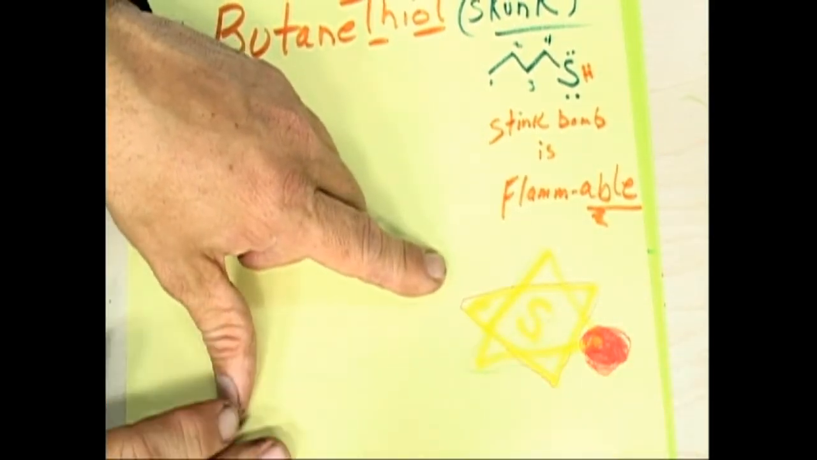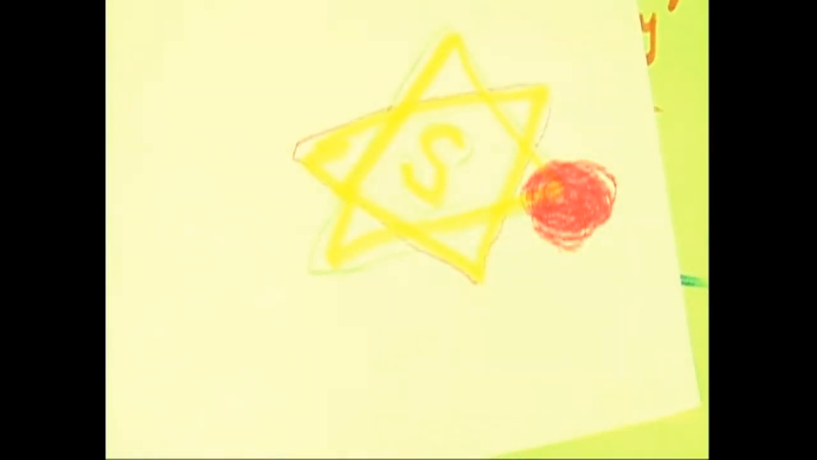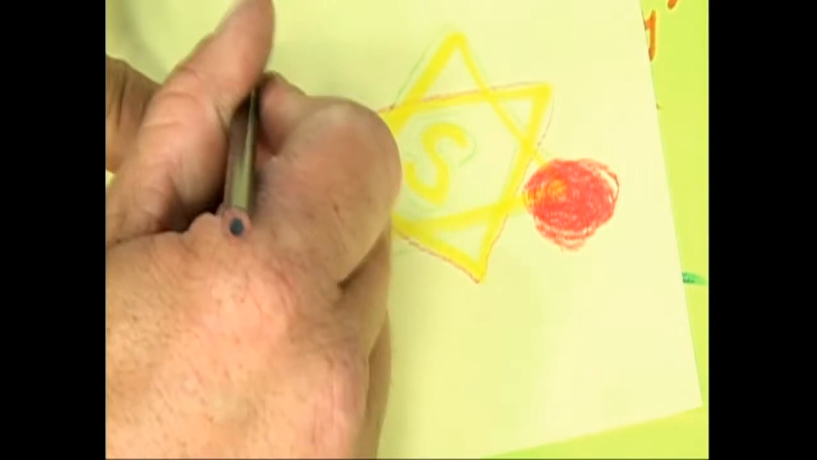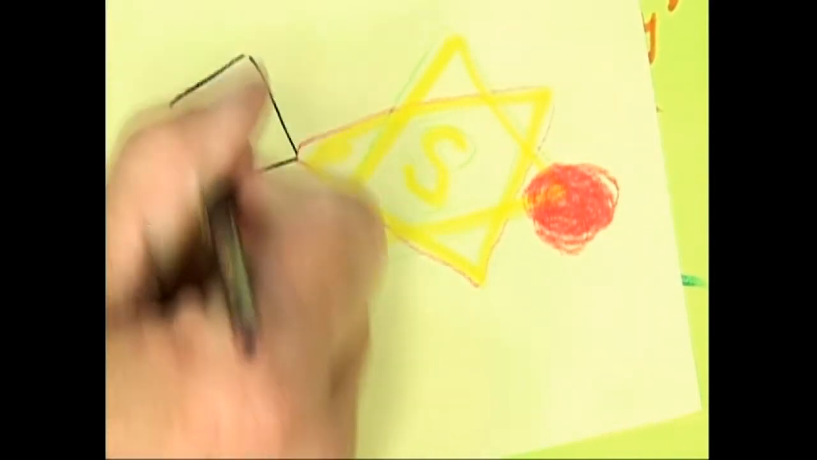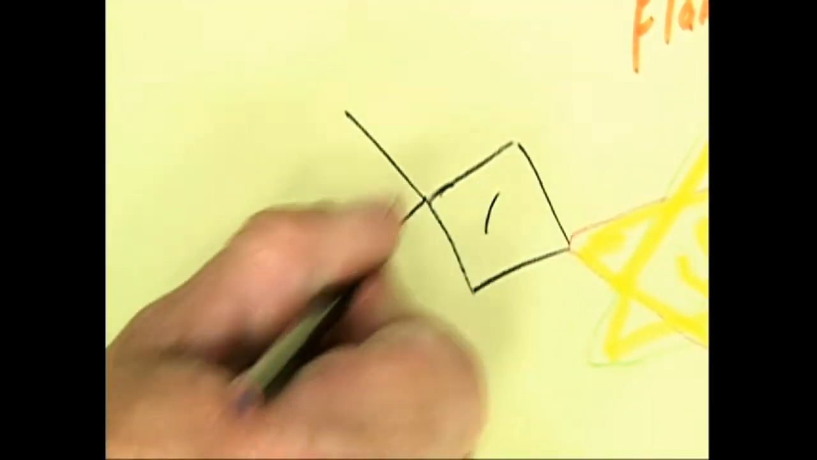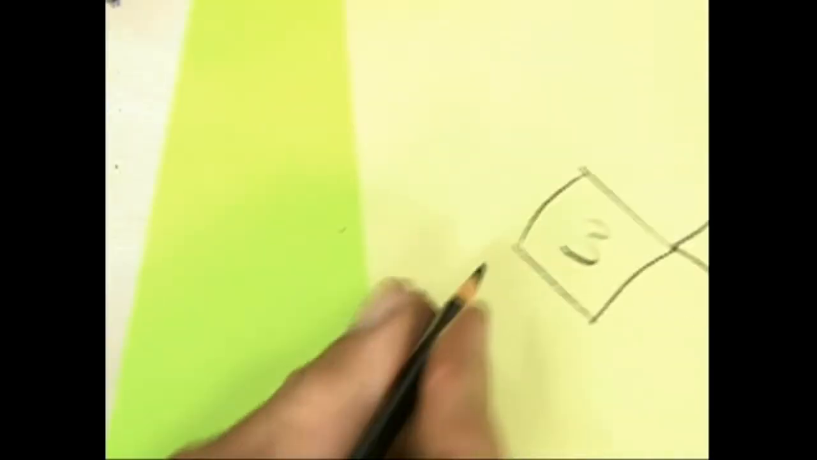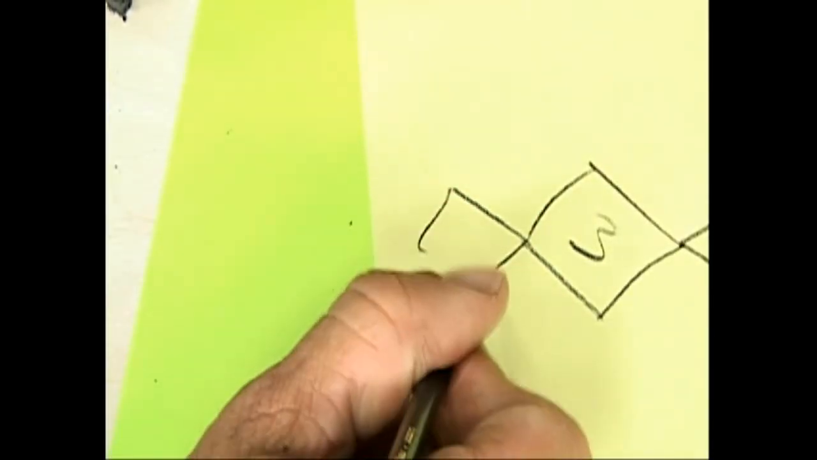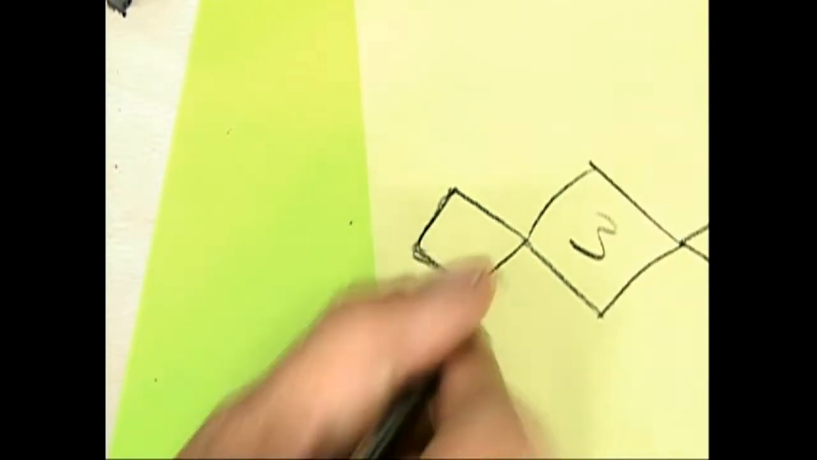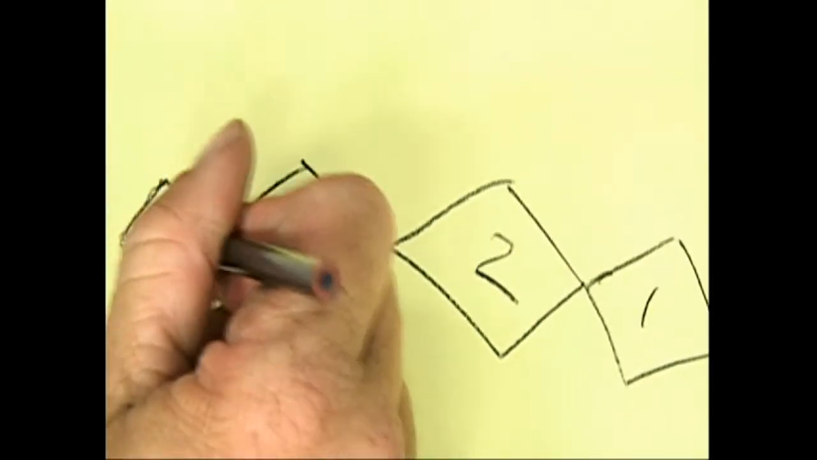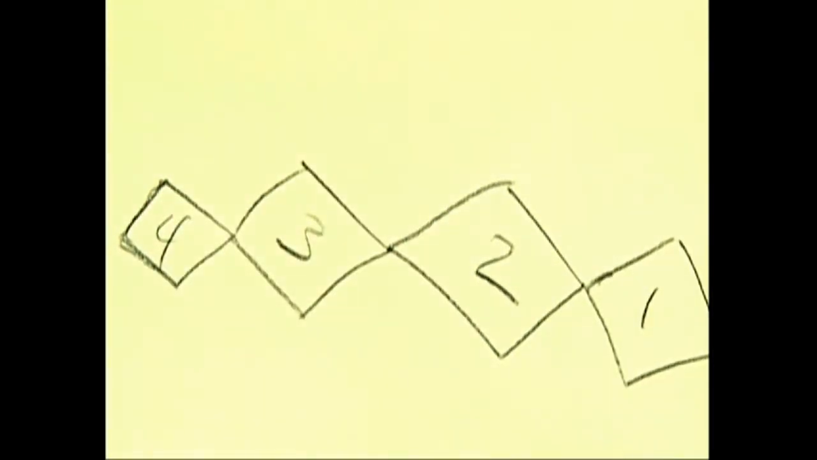6 bonds to it, right? Coming off there, just 4 carbons. They'll probably number them that way. Most significant group gets a number 1. So 1, 2, buckle my shoe. 3, 4, shut the door. It's a straight chain of carbons going across there.